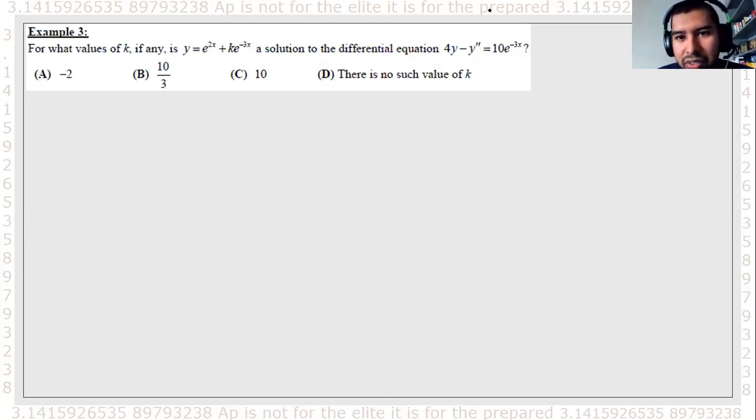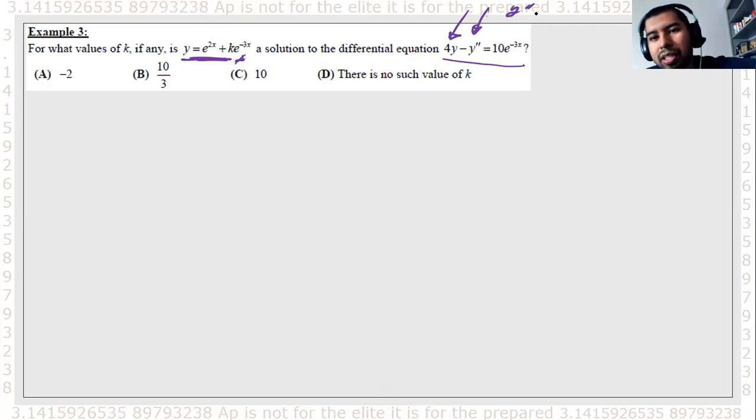So let's find out. They gave us this information, and they gave us this right here. So we need to find out the k value. Hopefully you can see that we're going to need y. We already have it, it's right here. But we are also going to need y double prime. That we don't have, but we can probably get it.